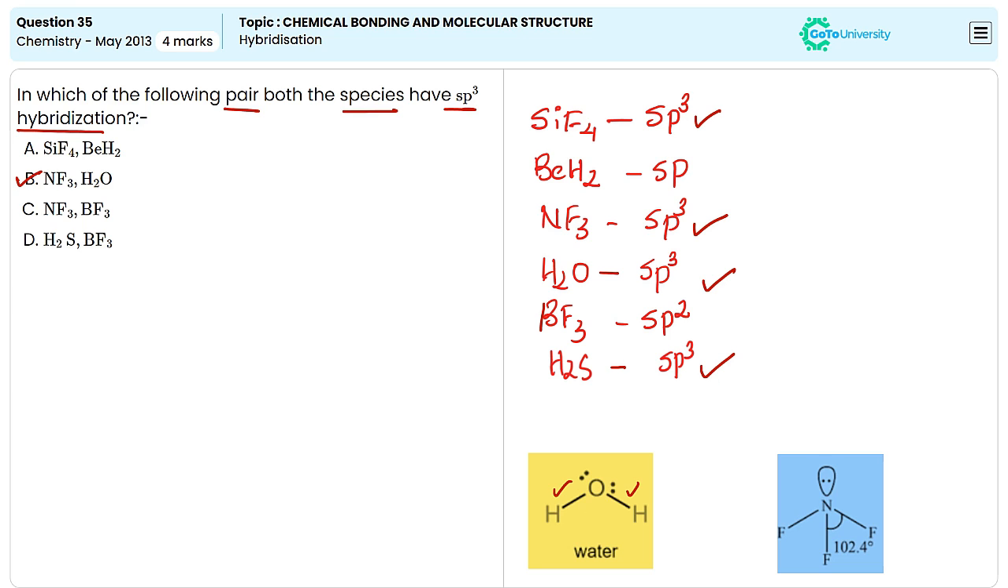And this results in a bent or V shape with a bond angle of 104.5 degrees. So from these options, the correct answer is option B.